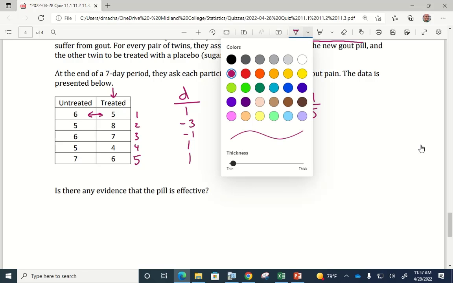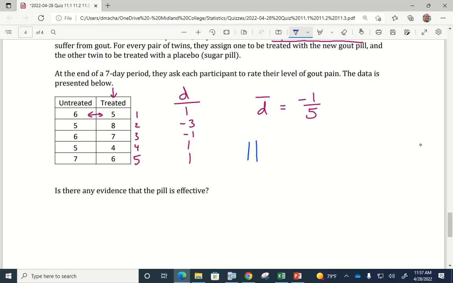What would my alternative hypothesis be? What am I trying to find evidence for? Well, if I'm trying to actually sell this pill, and selling it implies that I'm convincing people that it really does reduce the severity of gout pain, then my claim that I'm seeking evidence for is that the population mean of this difference should be greater than 0. You want to see the untreated participants have more severe gout pain than the participants that were treated with your product, right?